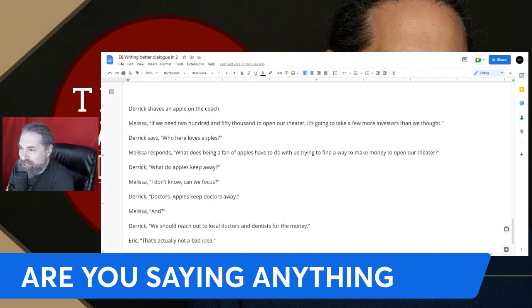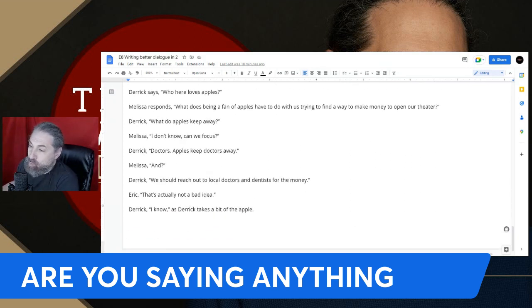Okay. Derek shaves an apple on the couch. Melissa, if we need $250,000 to open our theater, it's going to take a few more investors than we thought. Derek says, who here loves apples? Melissa responds, what does being a fan of apples have to do with us trying to find a way to make money to open our theater? Derek, what do apples keep away? Melissa, I don't know. Can we focus? Derek, doctors. Apples keep doctors away. Melissa, and we should reach out to local doctors and dentists for the money. That's actually not a bad idea. I know, as Derek takes a bite of the apple.